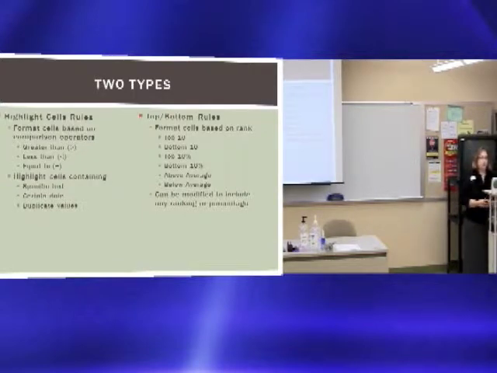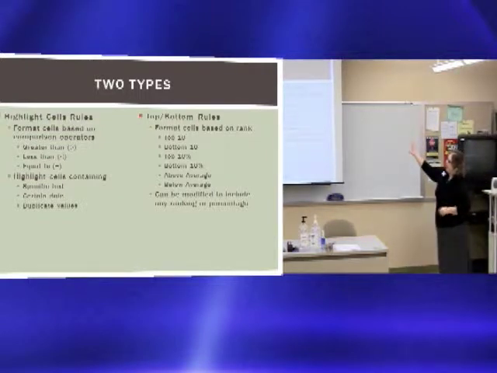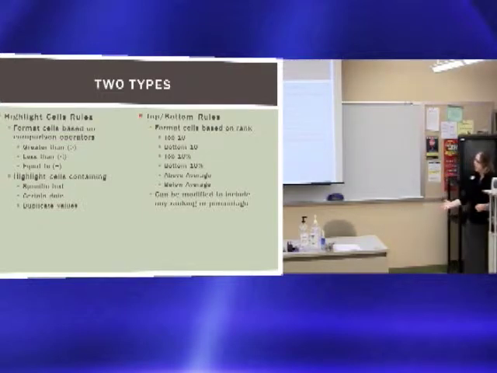Top-bottom rules format your cells based on rank. And you can modify that top 5 or top 20 or bottom 15 or whatever. Or top 10%, above, below average. Again, you can change that ranking or percentage.